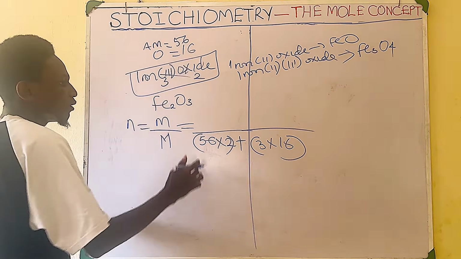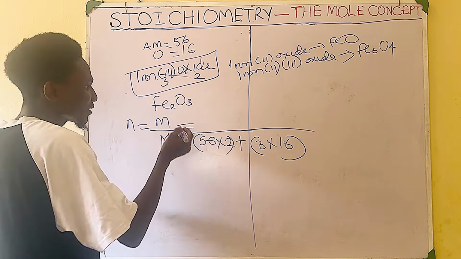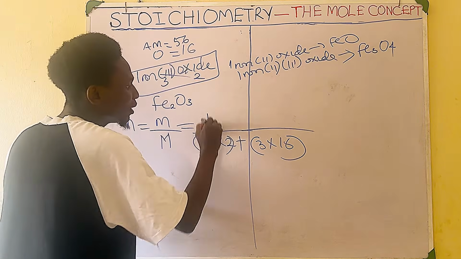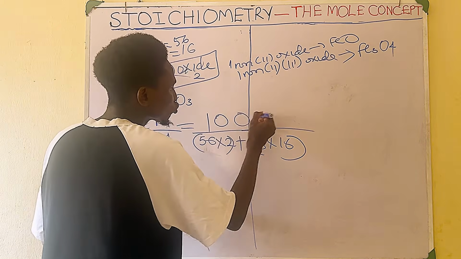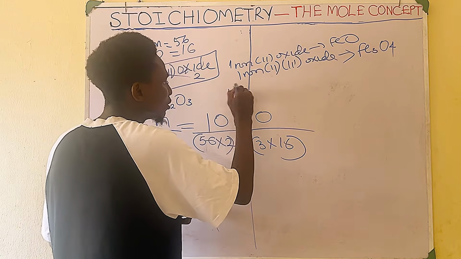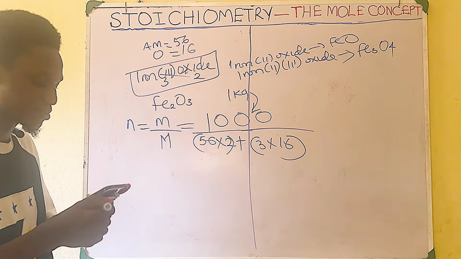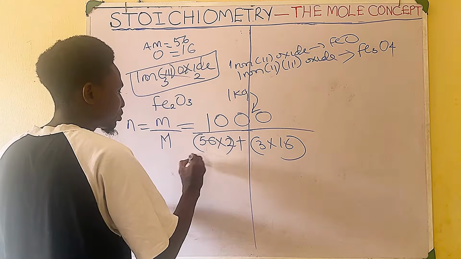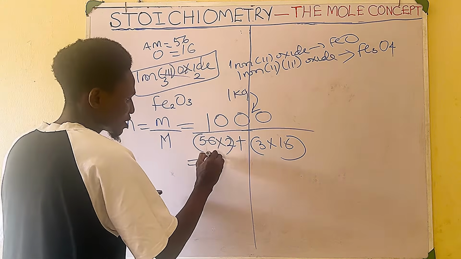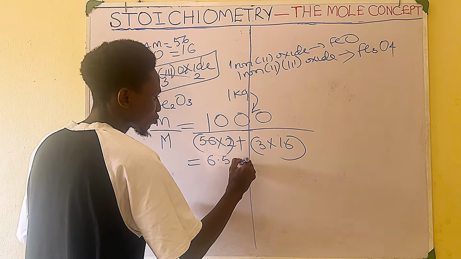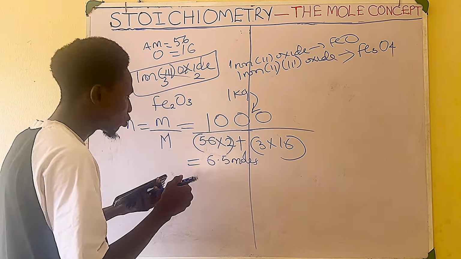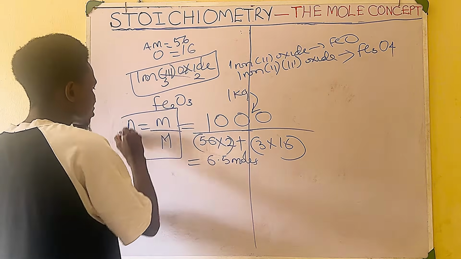Now your mass, they say the mass is 1 kilogram. Take note that in chemistry we use grams, so 1 kilogram gives you 1,000 grams. You have to convert it to grams. If you sum everything up, just tap it into your calculator, you're going to get 6.5 moles, because they ask you to look for moles. It looked like a long question, but this is what they ask you.